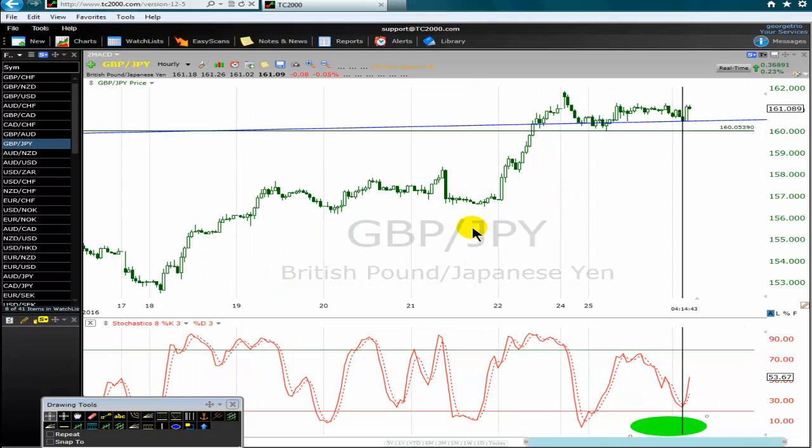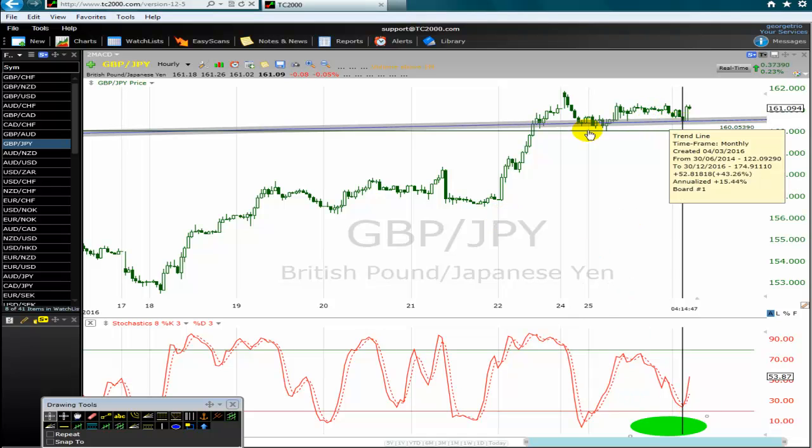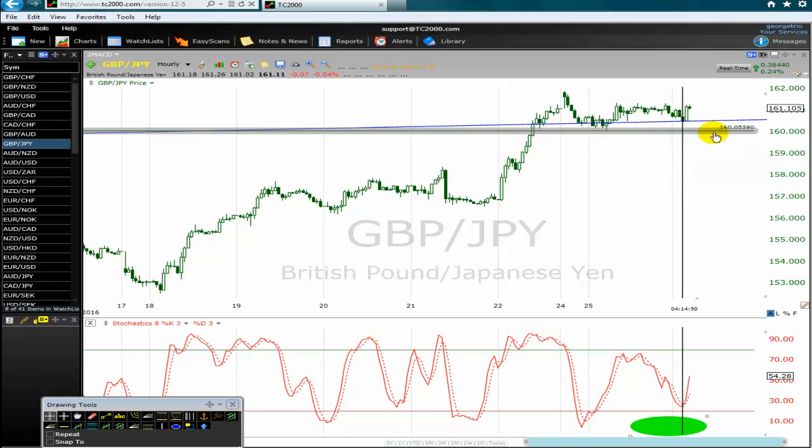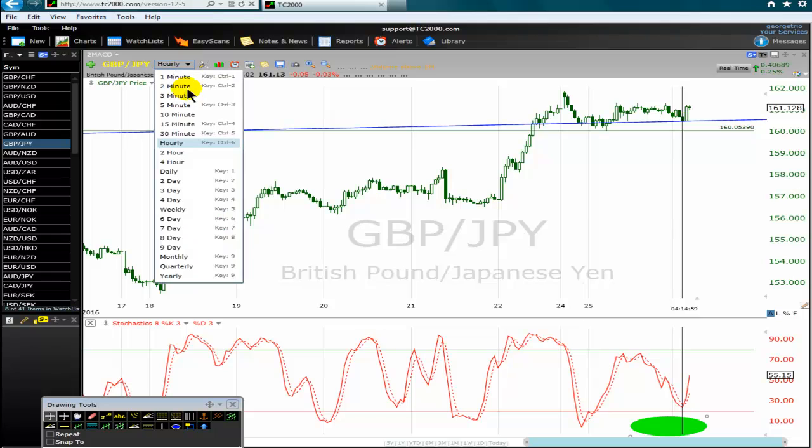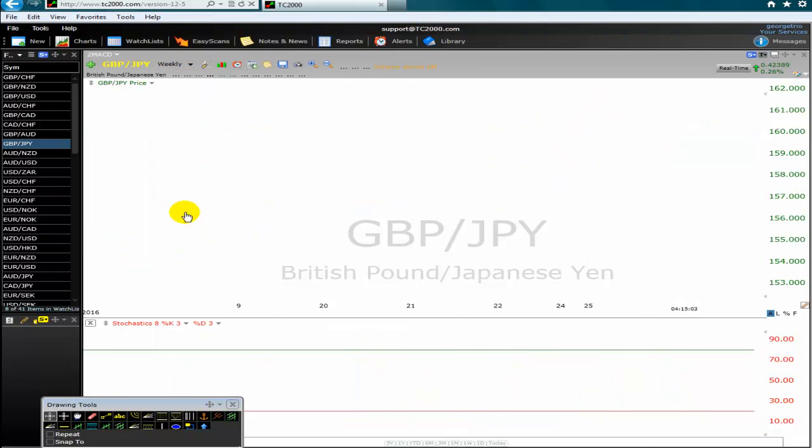So which support level? In fact, that support level is a trend line. It's not a horizontal support level. It's a trend line. You see the blue line on my chart? This blue line here is a trend line. I will show you that the trend line is on the weekly chart, but we can see it now on the hourly chart. Let's go to the weekly chart.